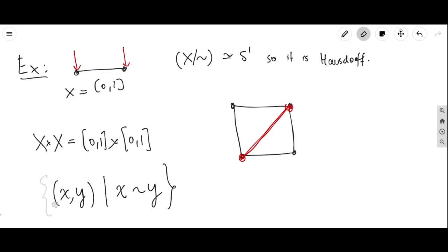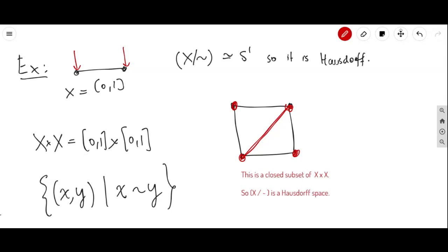But are there other points that are also part of this? Yes, because 1 is related to 0, and 0 is related to 1. So you also have this point and this point. So this set of all points that are related to each other looks like this in the product space. And this is a closed subset of X times X. So the quotient is a Hausdorff space.